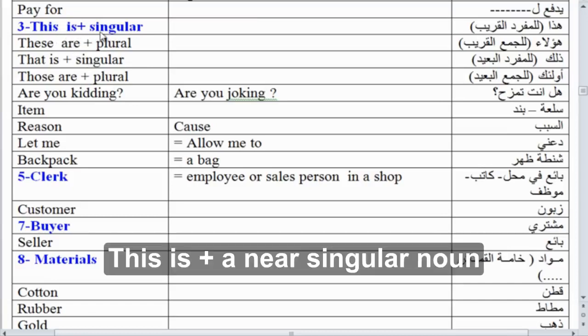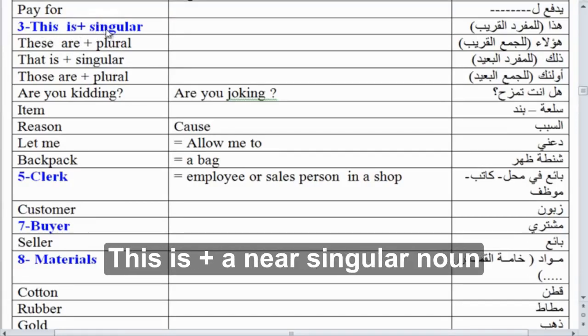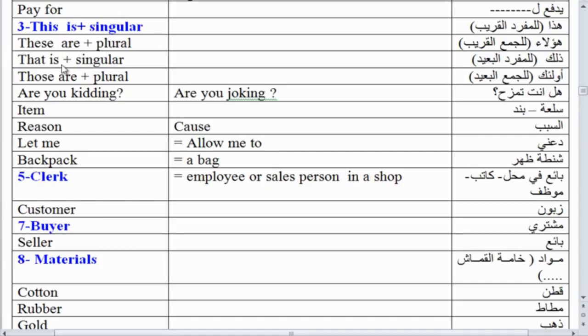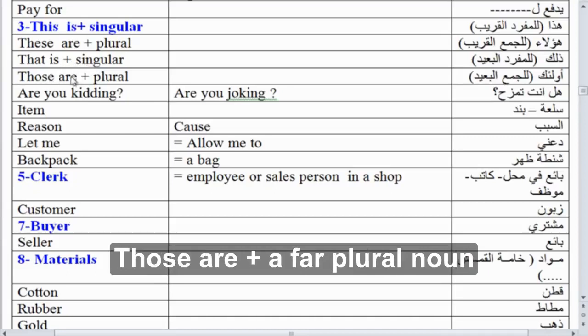Exercise number 3. This is plus singular. These are plus plural. What here? This is singular, near. These are near plural. Again, that is far singular. Those are far plural.